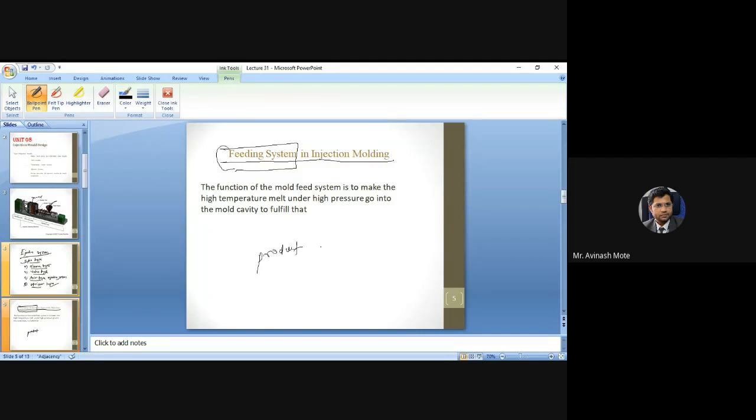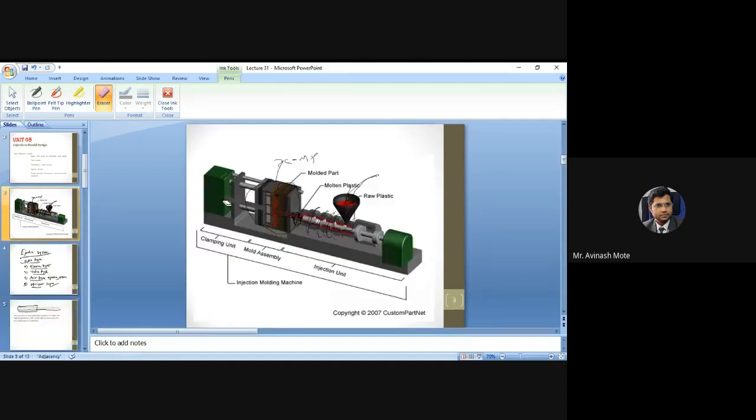Ultimately, what is the aim? Product quality should be best. Getting it? So whatever is possible to get this, that is there. Product quality is the most important parameter, so with respect to that we are discussing each and every parameter. The ejection system we discussed with respect to that, the cooling system also, and now the feeding system we will also discuss with respect to product quality. Now feeding in the sense, you just check the figure.